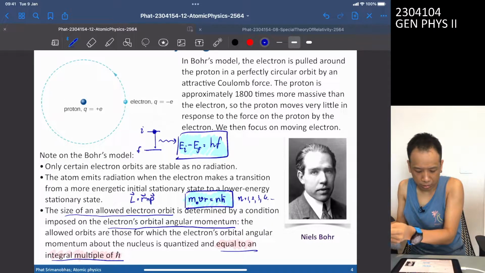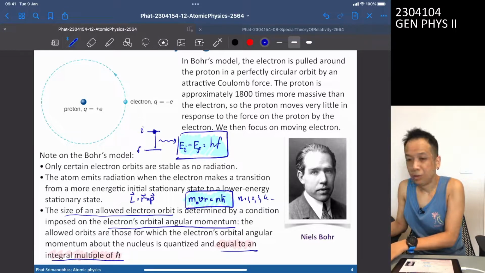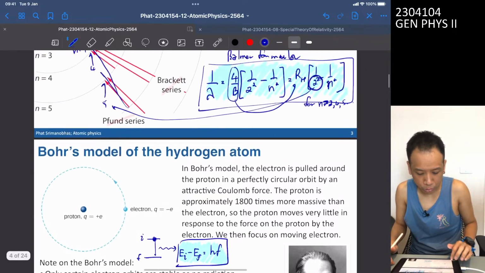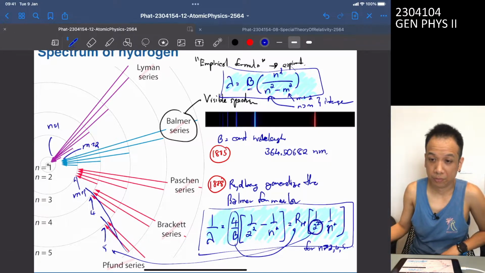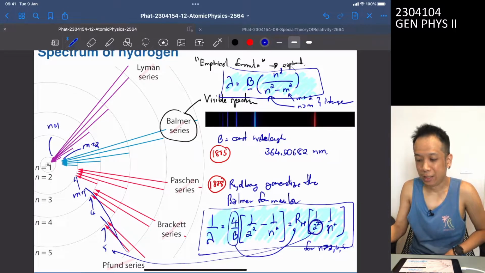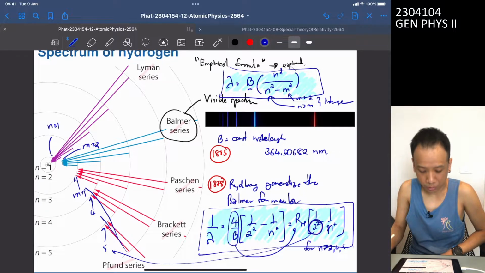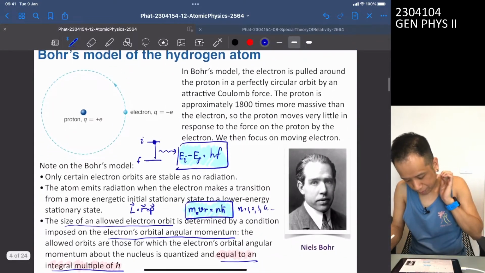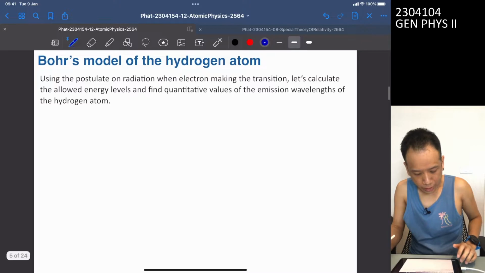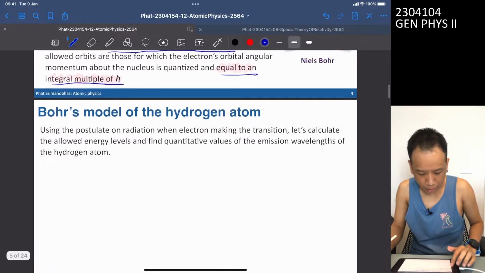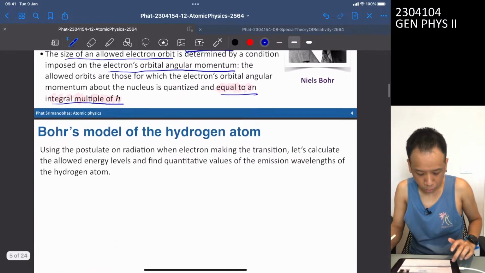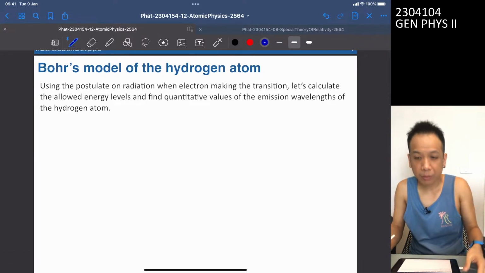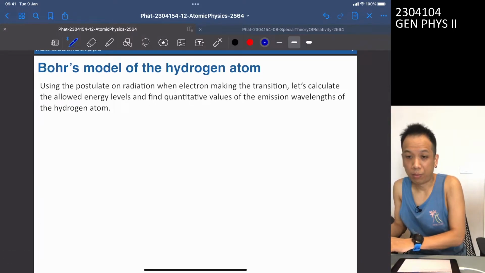Okay, so Bohr proposed this model. What the model should be able to do is at least explain the Balmer spectrum, because if it cannot explain that, there is no point to have the model. So we are going to try to use the postulate on radiation, the second one, E_I minus E_F equals hf, to explain the spectrum of the Balmer series.